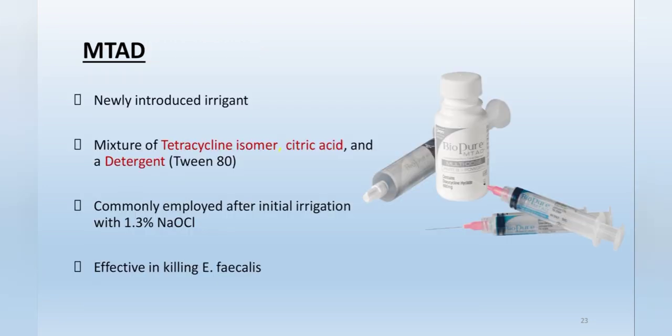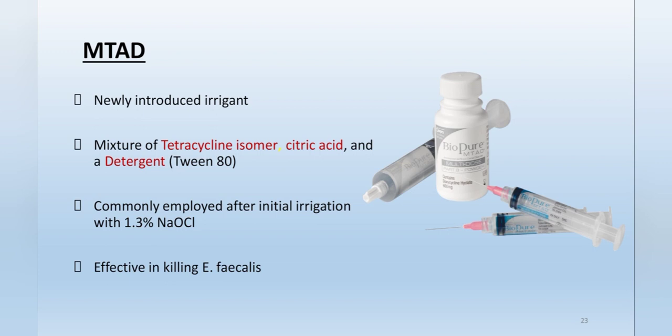Now MTAD, it's a newly introduced irrigant. It is a mixture of tetracycline isomer, citric acid and detergent. If you remember the ideal properties of endodontic irrigants, it should have antimicrobial activity. That's why tetracycline is there. Second, citric acid. It will remove the smear layer or condition the dentinal wall, and surface tension of the debris should be reduced, and that will be done by the detergent.